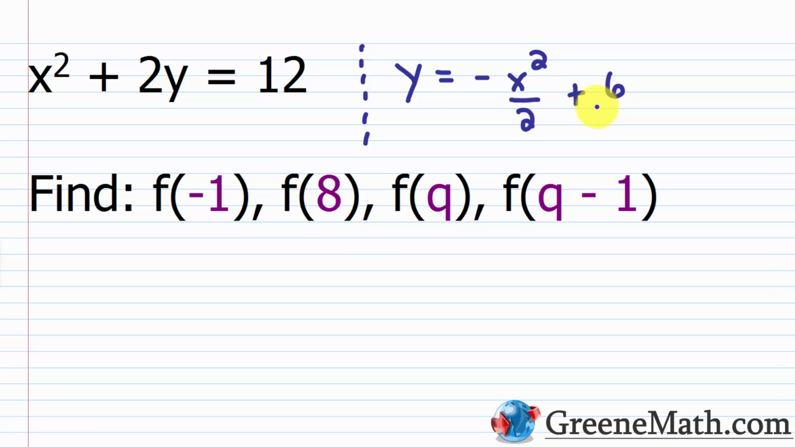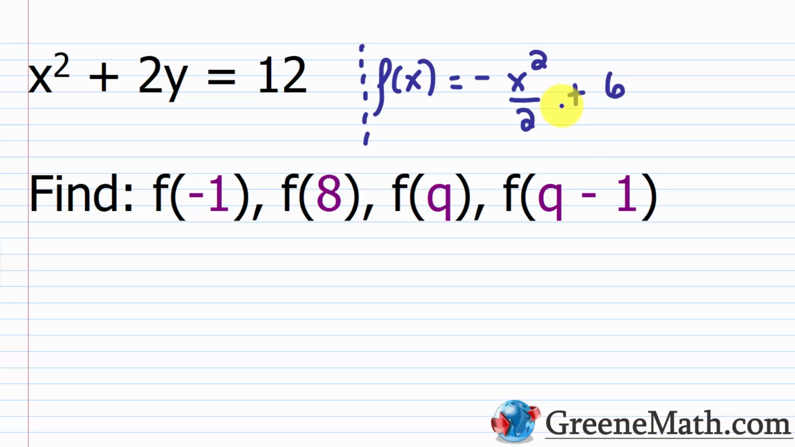And all I'm going to do is change y into f of x. So I'm just swapping this out and saying this is f of x is going to be equal to negative x squared over 2 plus 6. So that's all you do when this guy is in implicit form. Just solve it for y, and then you can replace y with f of x, g of x, h of x, whatever you're working with.